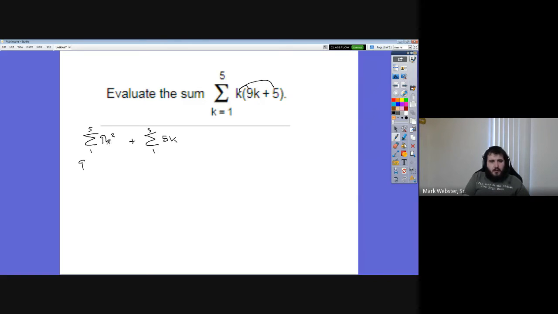And then remember, the sum of k squared is n times n plus 1 times 2n plus 1 over 6. Right? And then here we've got the 5 just pulls out, and then the sum of the k's is n times n plus 1 over 2. So n is 5, so let's do that. 5, 6, and 11, right? 5 plus 6 plus 11, or is that 22?